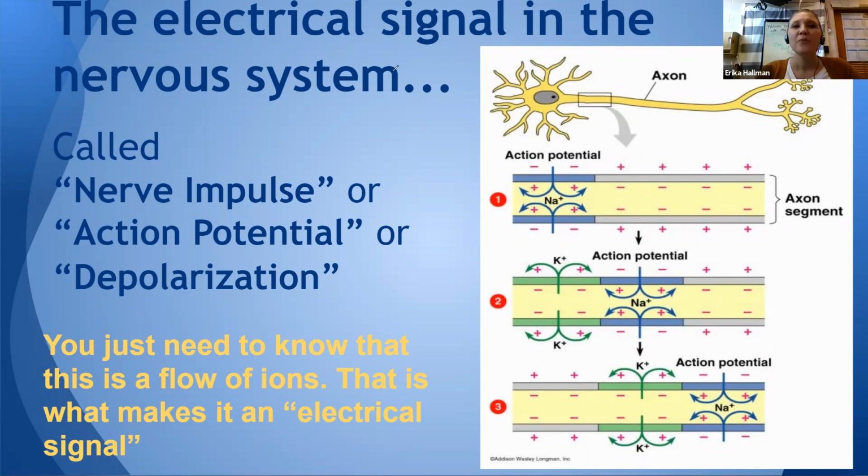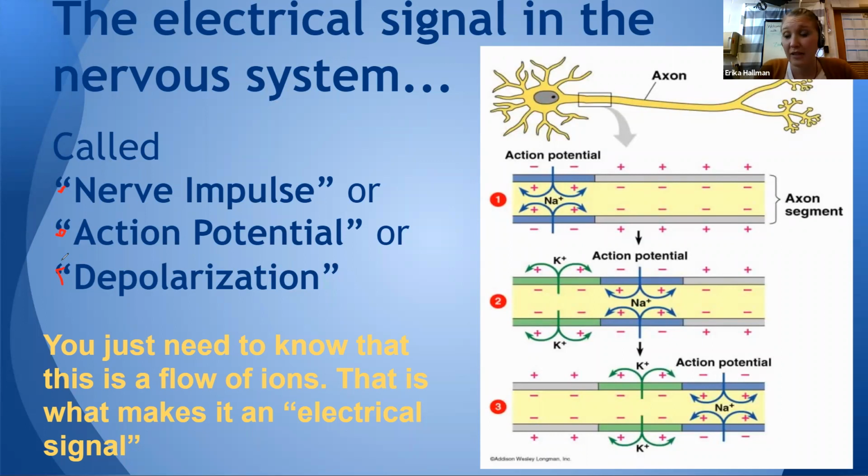All right, so an impulse in the nervous system can be called 3 things. It can be called a nerve impulse, an action potential, or a depolarization event. All you need to know is that a nervous impulse happens because of electricity. You might say, Mrs. Hallman, there's no electricity inside of our brains, but remember that electricity is any time that an ion or a charged particle is flowing.